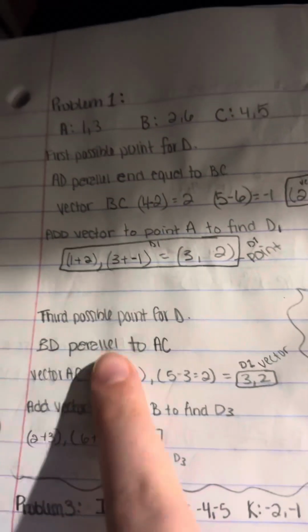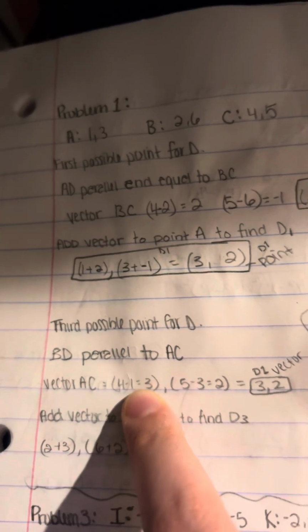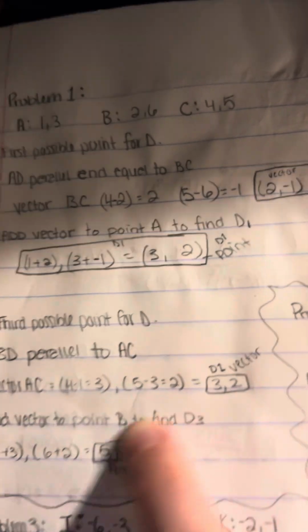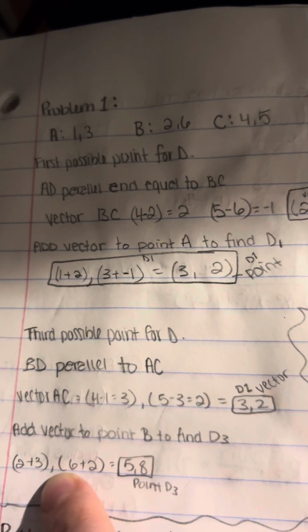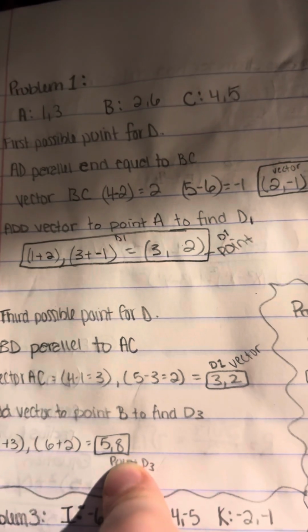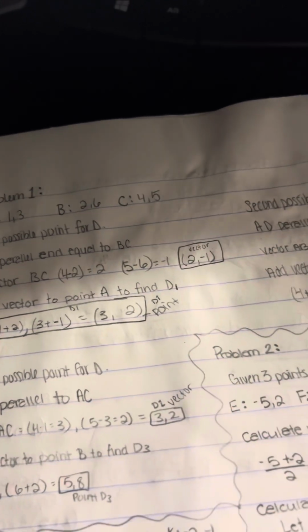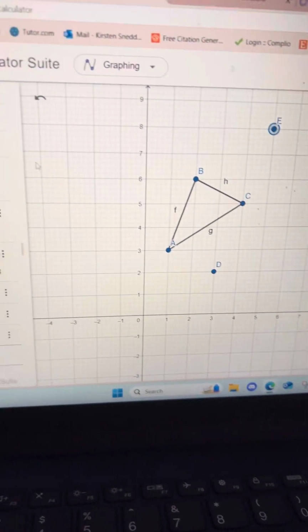And then for my last one, I did the same equations for both, just different numbers again. So 4 minus 1 is 3, 5 minus 3 is 2, vector is (3, 2). And then I plugged the vector into this equation, 2 plus 3, 6 plus 2 is (5, 8). So there we got (5, 8), (5, 8), and (3, 2). So now we officially have them, 2 points.